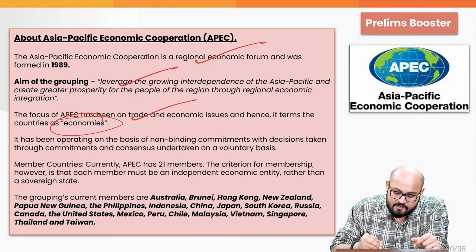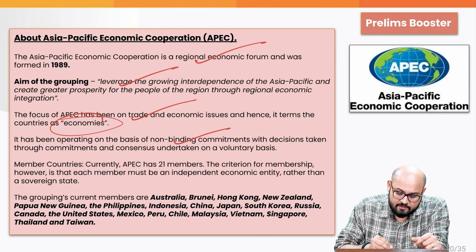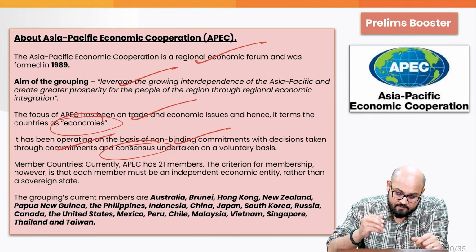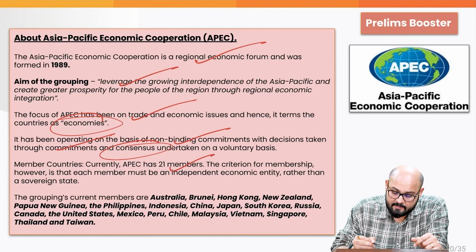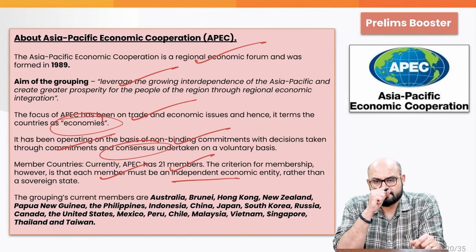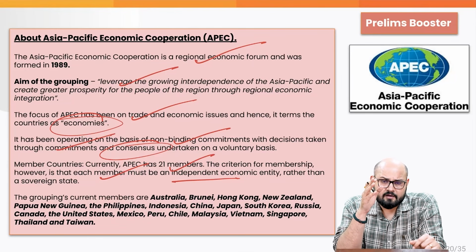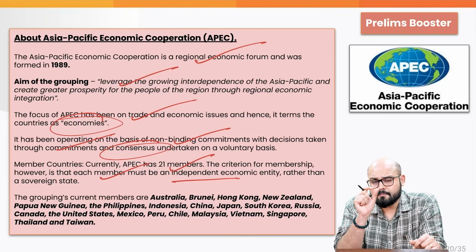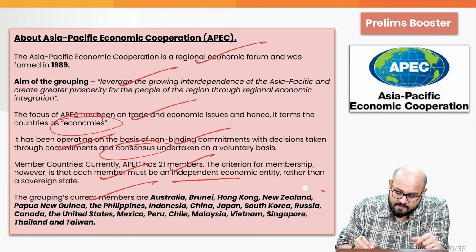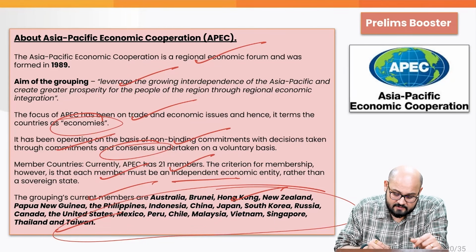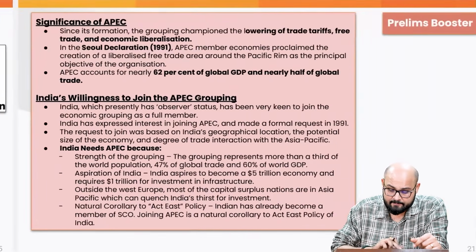It has been operating on the basis of non-binding commitments, with decisions taken through consensus. Consensus is a very important aspect. Currently APEC has 21 members. The criteria for membership, however, is that each member must be an independent economic entity rather than a sovereign state. Independent economic entity. That's the reason we have Hong Kong and Taiwan as economy members in the APEC. The grouping's current members, you can just have a look. We also have, as I said, Hong Kong, and we also have Taiwan, right? And we also have the People's Republic of China.